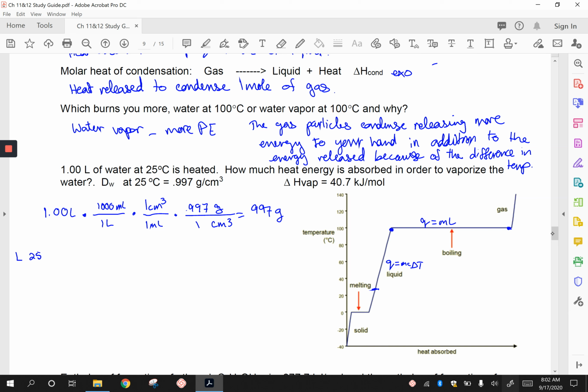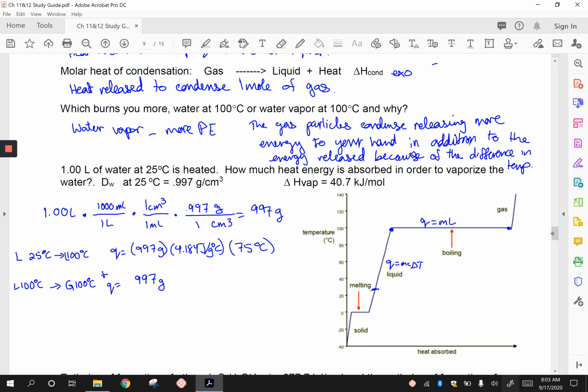So now I'm going to list my steps. So I'm going to take my liquid from 25 Celsius to 100 Celsius. And then I'm going to take my liquid at 100 Celsius to turn it into a gas at 100 Celsius. So for this step, I'm going to use Q equals MC delta T like we said. So Q is going to be the mass, which is 997 grams. C is 4.184 joules per gram Celsius. And delta T, to go from 25 to 100, you do 100 minus 25, final minus initial, so 75 Celsius. And then we're going to add to that Q equals ml, so the mass is 997 grams.